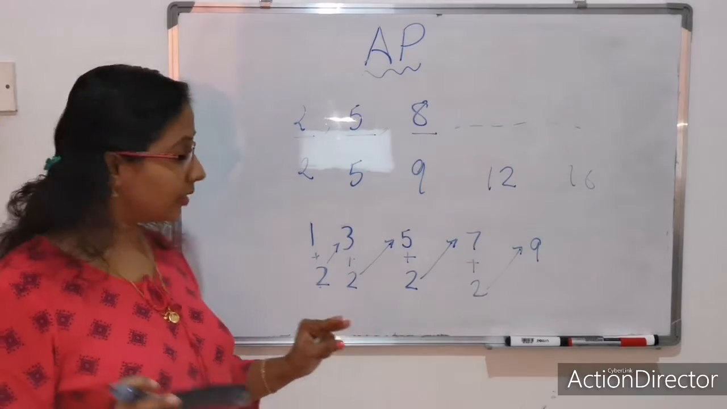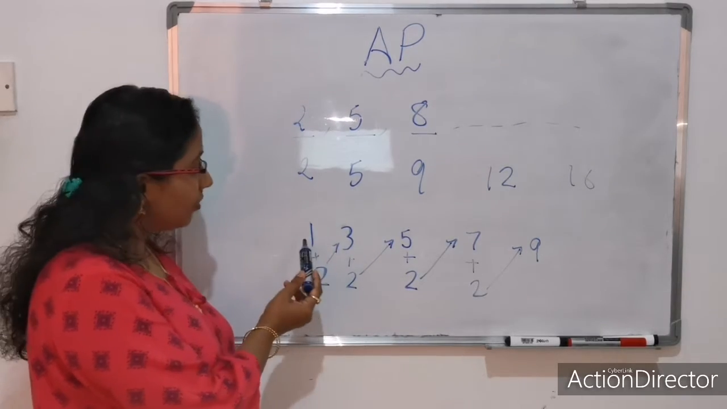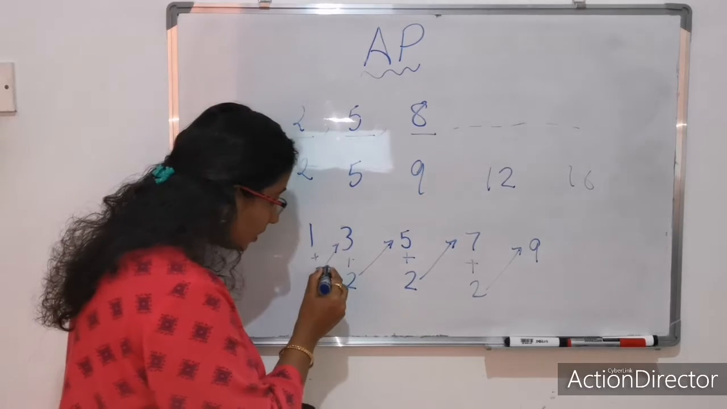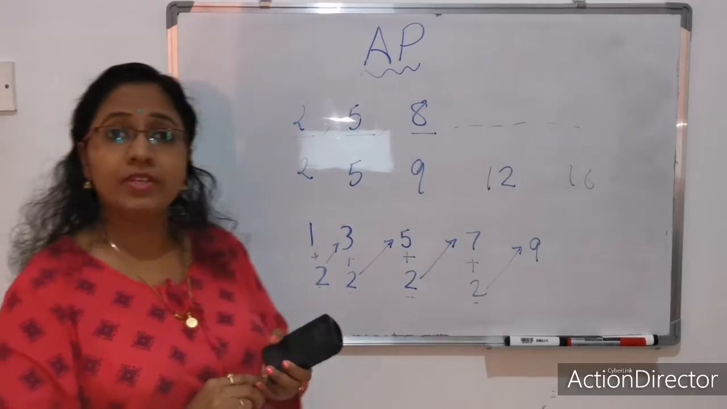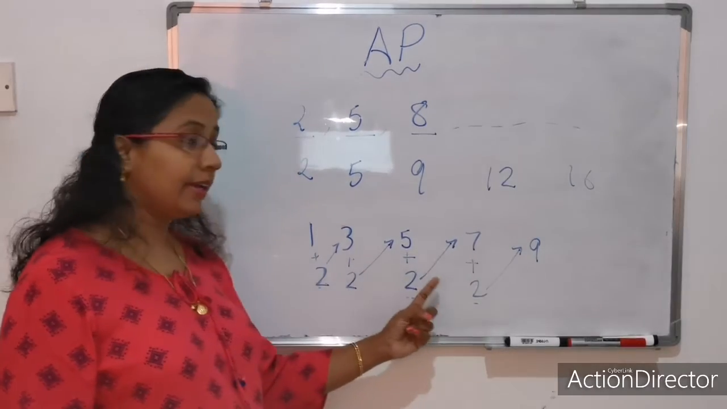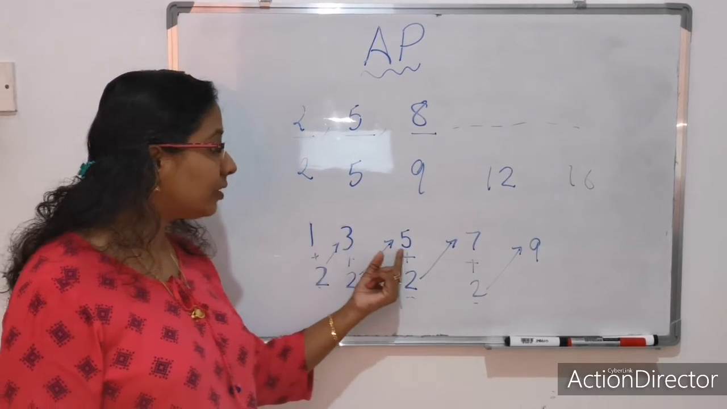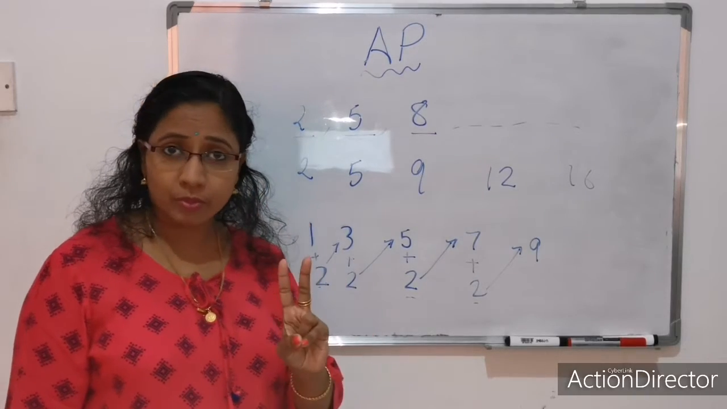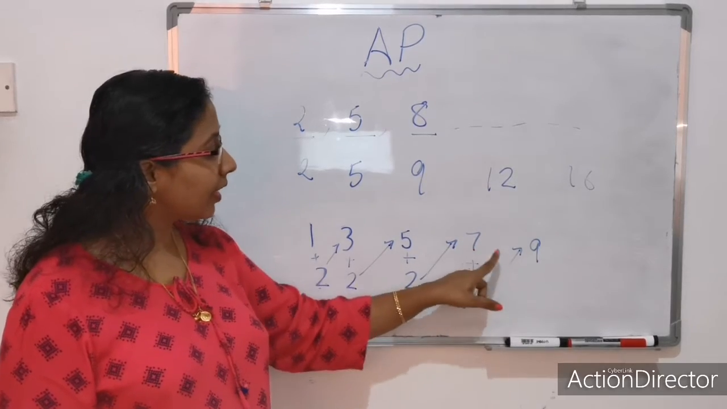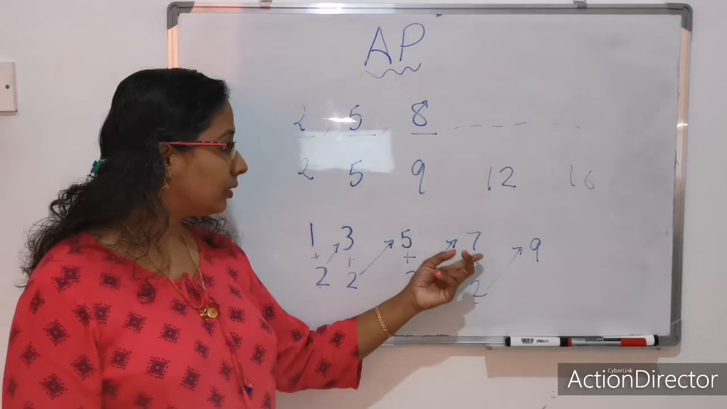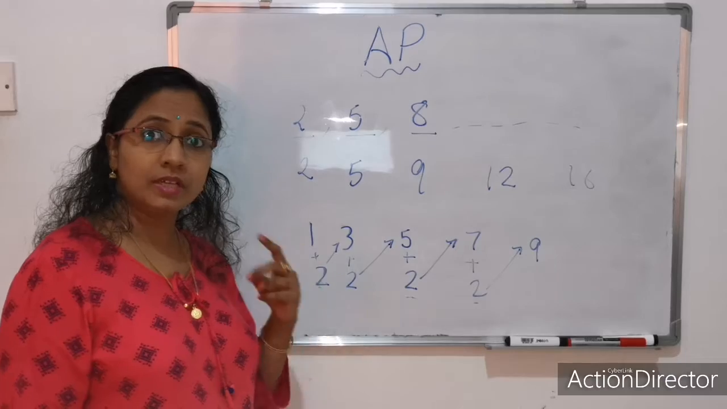Are you getting it? If you do 3 minus 1, you get 2. This is the common interval, 2. In every term we are adding 2. When checking, every term is increasing by 2. So you check: 9 minus 7 is 2, 7 minus 5 is 2, 5 minus 3 is 2, and 3 minus 1 is 2.